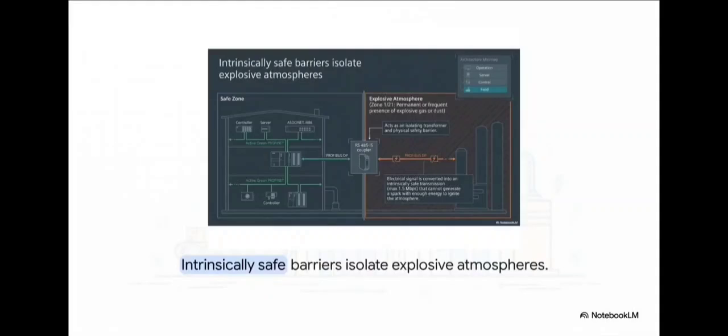This is exactly where intrinsically safe barriers come in. When you have a safe zone right next to an explosive atmosphere, you place an RS-485IS coupler right on the border. This device acts as an isolating transformer and a physical safety barrier. It limits the electrical signal entering the danger zone so strictly that even if a wire completely shorts out, it physically cannot generate a spark with enough energy to ignite those gases or dust. It's absolutely crucial for keeping the place from going up in flames.